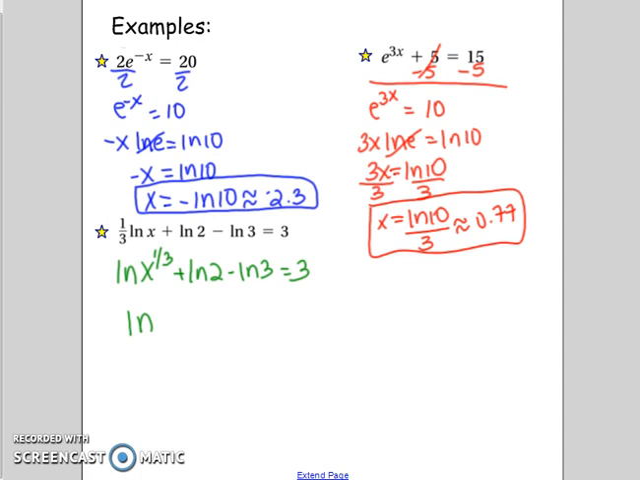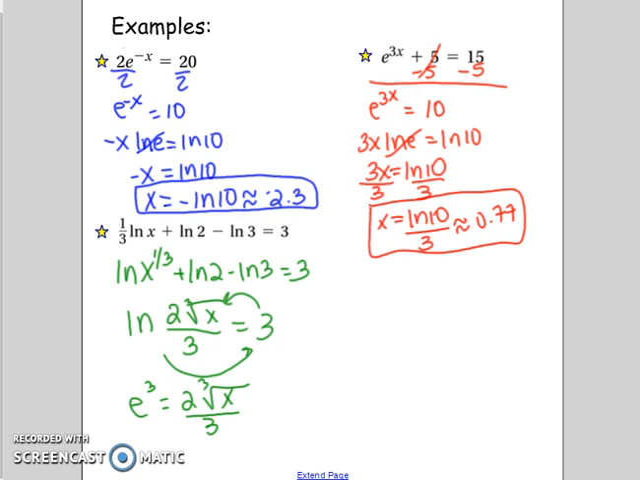So I'm doing 2 times the cubed root of x, and I'm dividing by 3, since I'm subtracting ln of 3. And this equals 3. Once I have a condensed ln, I'm going to convert this to exponential form. So we're going to say e to the 3rd equals 2 times the cubed root of x over 3. So now we're just solving for x. So we're going to multiply both sides by 3. So we end up with 3e to the 3rd equals 2 cubed root of x.